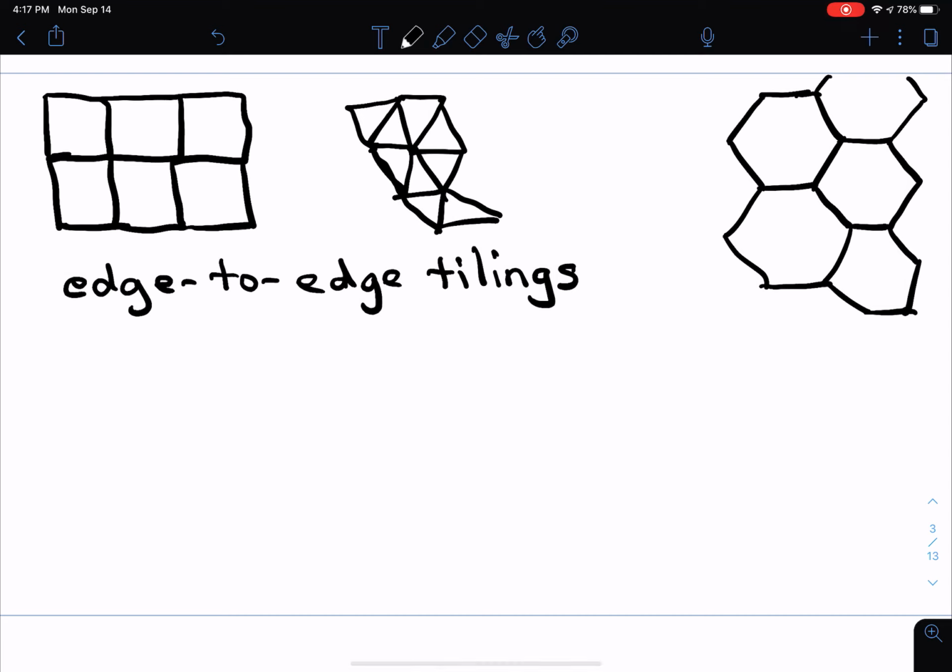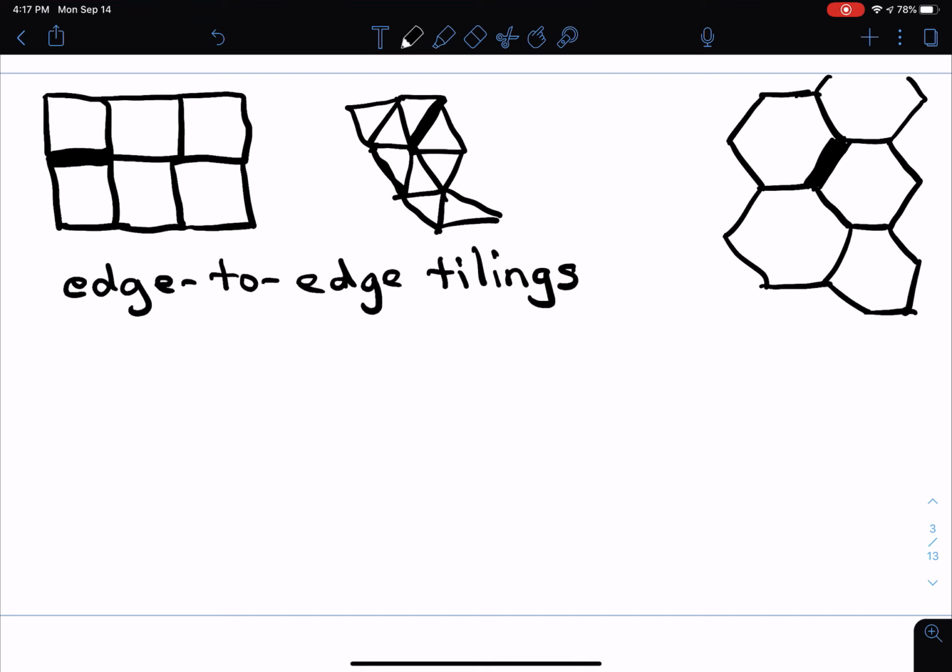Like this top left square, the bottom edge is perfectly aligned with the top edge of this bottom left square over here. Or in the hexagons, one of the hexagon sides, edges, is perfectly aligned with another hexagon's sides or edges. And that's true for all of the polygons we're using in these particular tilings. So these are all edge to edge.